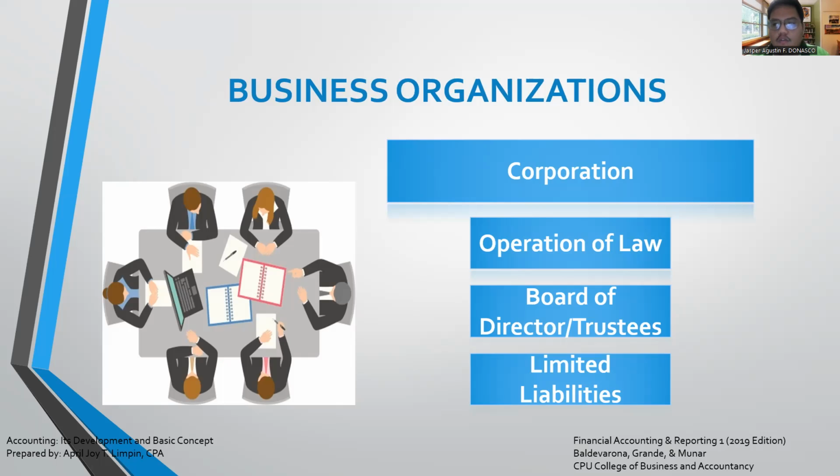So pwede mo ko makasuhan, but as a corporation. Like for example SM, if SM makes a mistake, I can sue SM, not the board of directors, not the board of trustees, but SM. But if sole proprietor, you can sue the single owner. And if partnership, you can also sue the partnership because a partnership is also a juridical person, but you can also sue the partners.